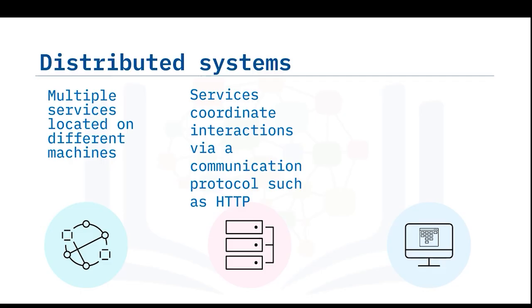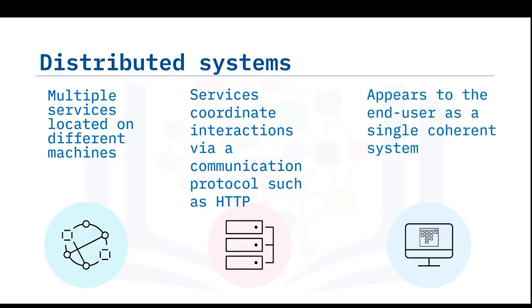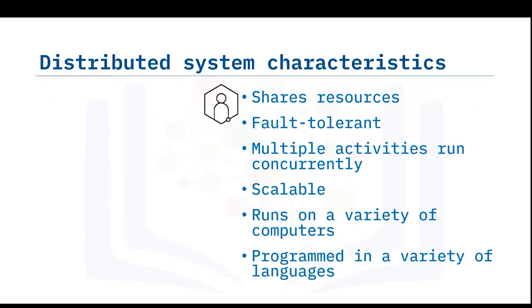Even though the services on a distributed system operate on multiple machines, a distributed system appears to the end user as a single coherent system. A distributed system shares resources such as hardware, software, and data. They are fault-tolerant, meaning if a node or a service fails, the system continues to run, also implying that the system may change during execution without service interruption. Multiple activities run concurrently on a distributed system, reducing latency and increasing throughput.